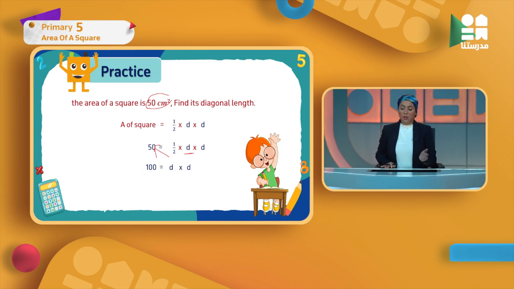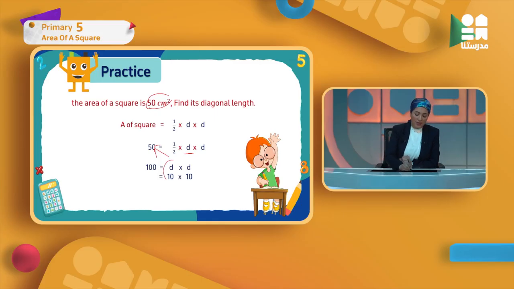طيب what is the number that when I multiply by itself it gives me 100? It is of course 10 times 10. 10 times 10 is 100. يبقى هنا عندي دلوقتي I already have got the length of the diagonal. Then d equals 10 centimeters. Okay.